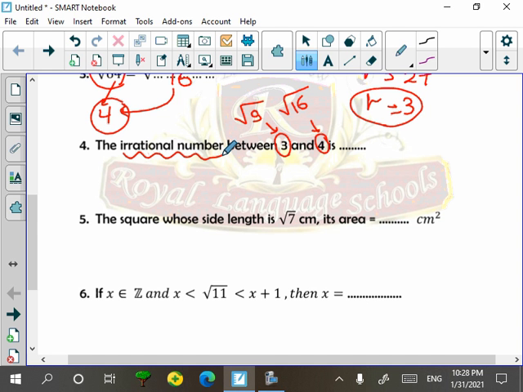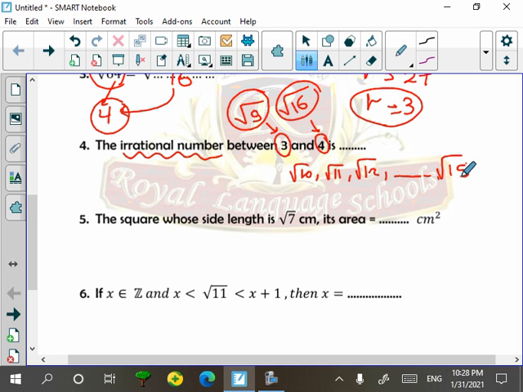Again, the irrational number is the number which hasn't a perfect square root. What is the meaning of perfect square root? Like root 9 equals 3 and root 16 equals 4. Then the irrational number between 3 and 4 is any square root between root 9 and root 16, it will be root 10 or root 11 or root 12, etc., root 15.